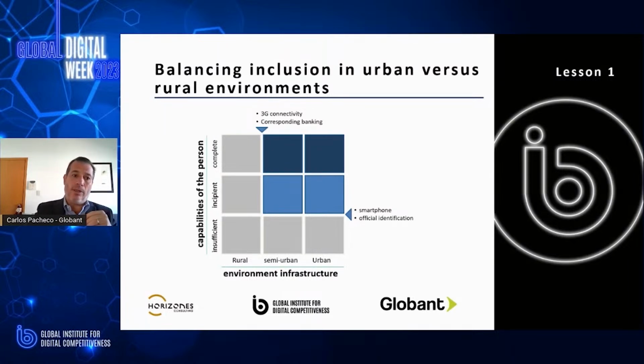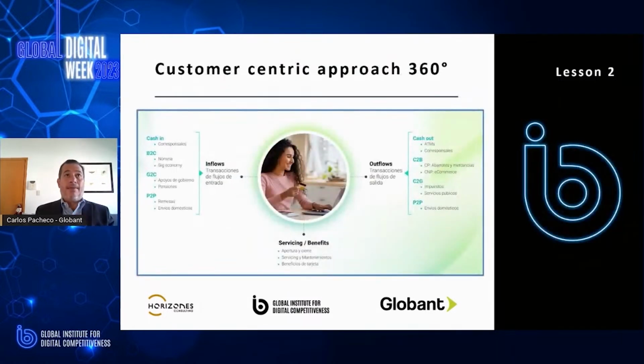Let me go to the second lesson. After this one, where we have focused on a different kind of segment, the second one is having a really 360 approach to all of the flows and all of the needs of the person. I think that in the past, financial inclusion efforts have been focused on one or two flows, what we used to call champion flows. You could either have an account or a card for receiving benefits from the government, or a card for using in mass transit.